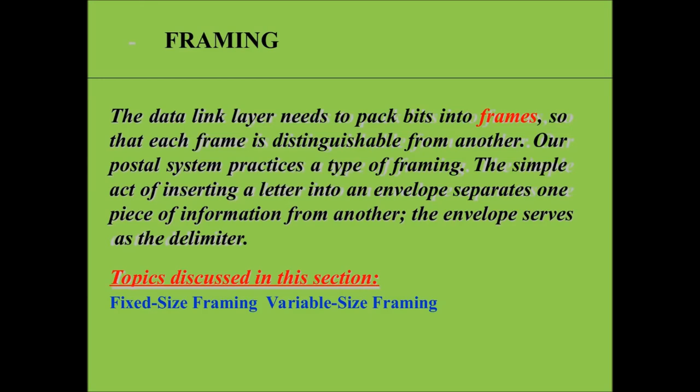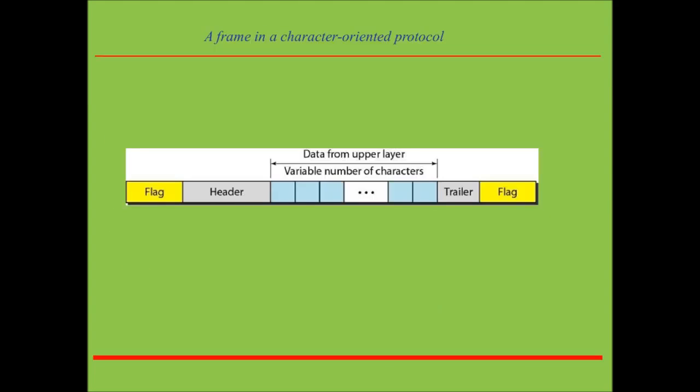There is a fixed size frame as well as a variable size frame. So it depends on different networks. We use the fixed or variable size framing concept, and again frame is data which is being transmitted from source to destination. A frame in a character oriented protocol. Character oriented means data will be transmitted in the form of characters. So over here a character oriented protocol is used.